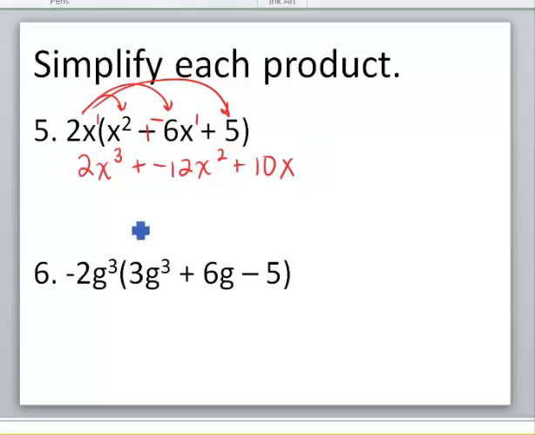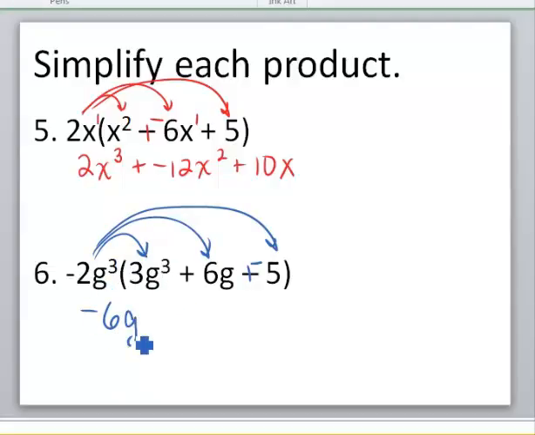Number 6. Distribute again. So I have negative 2 times 3, which is negative 6. G to the third times g to the third is g to the sixth, because that's 3 plus 3.